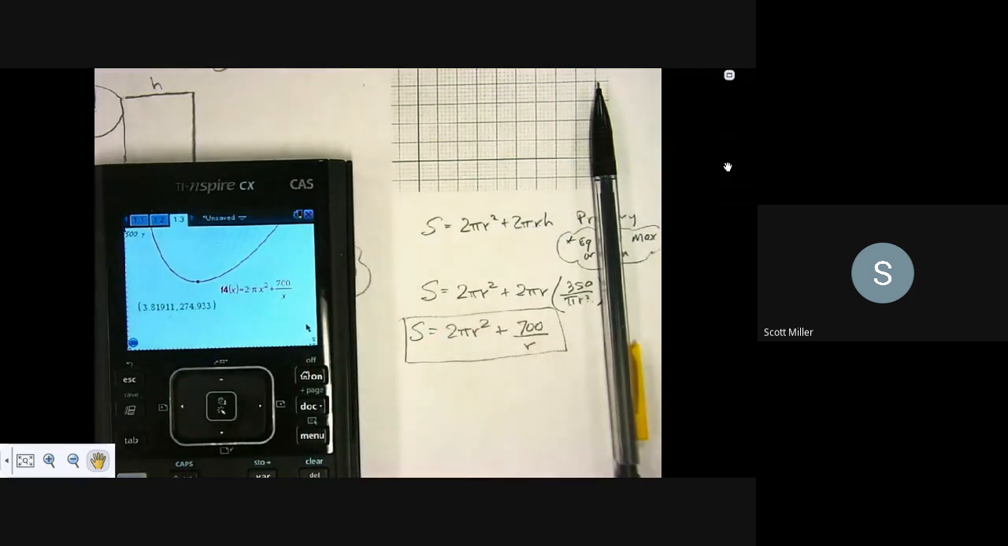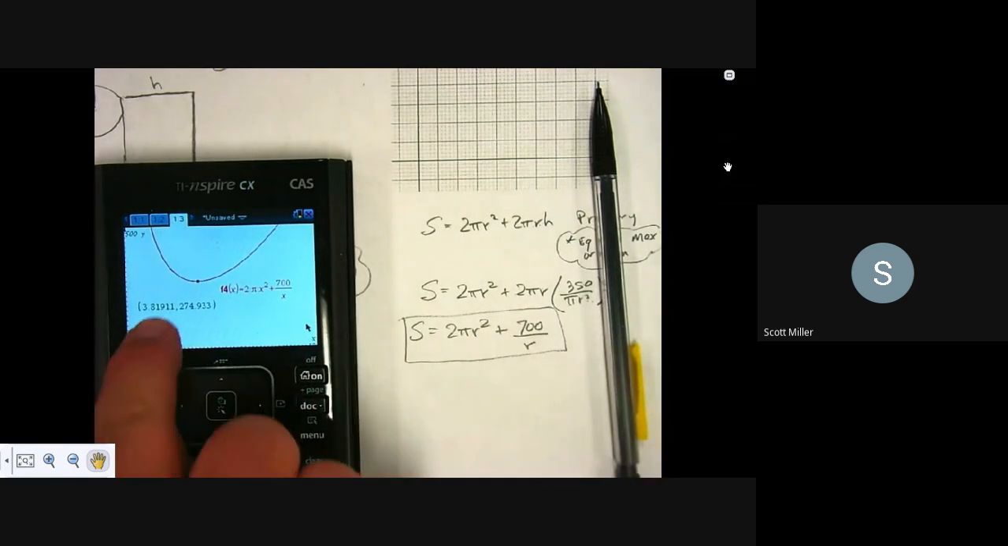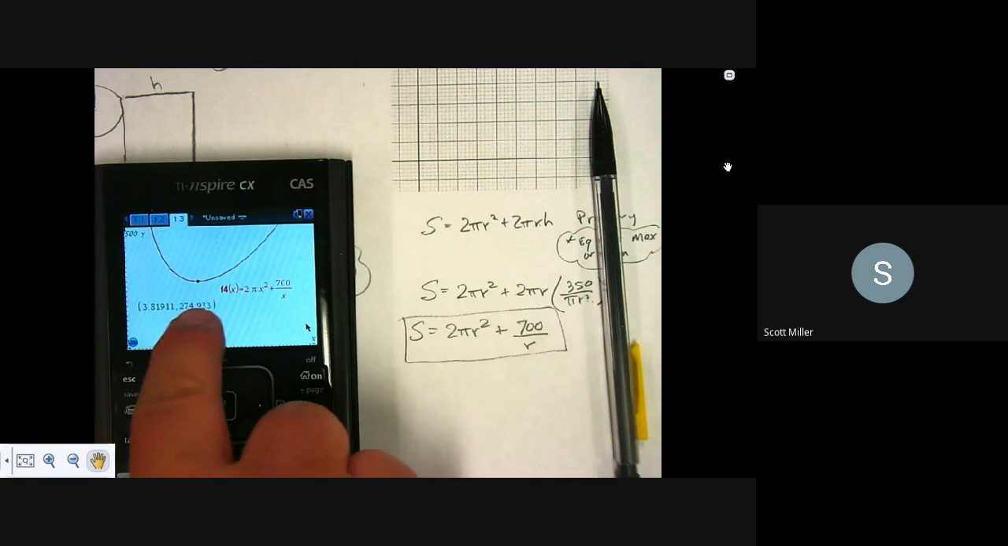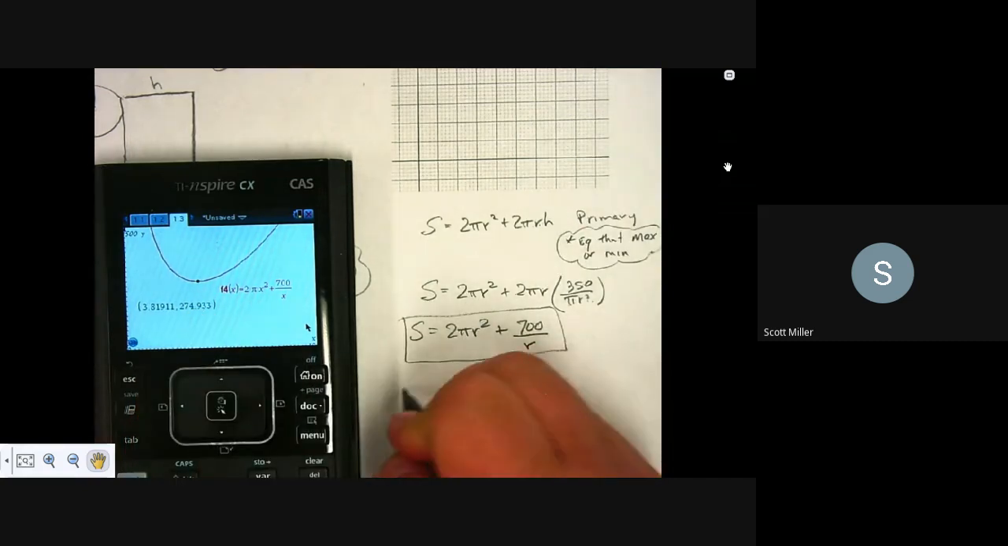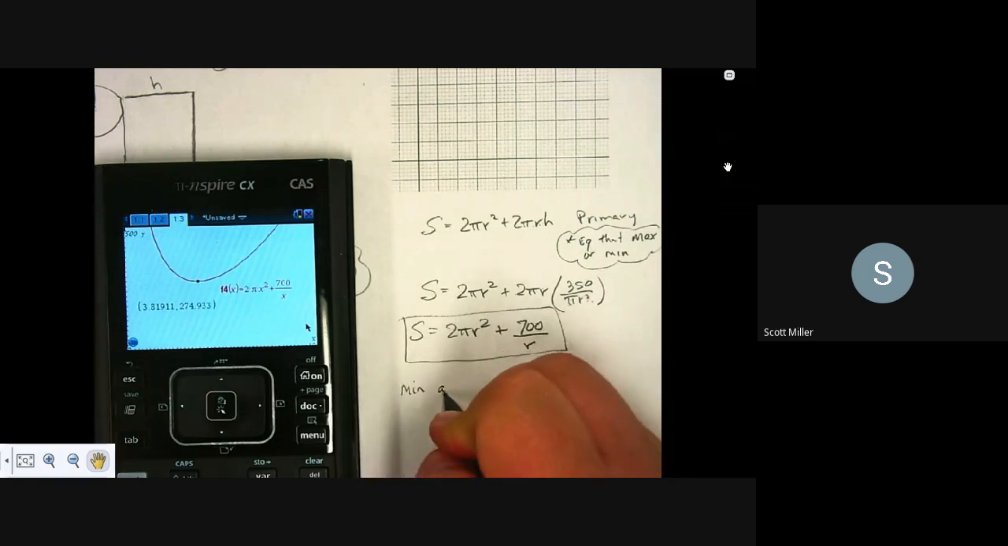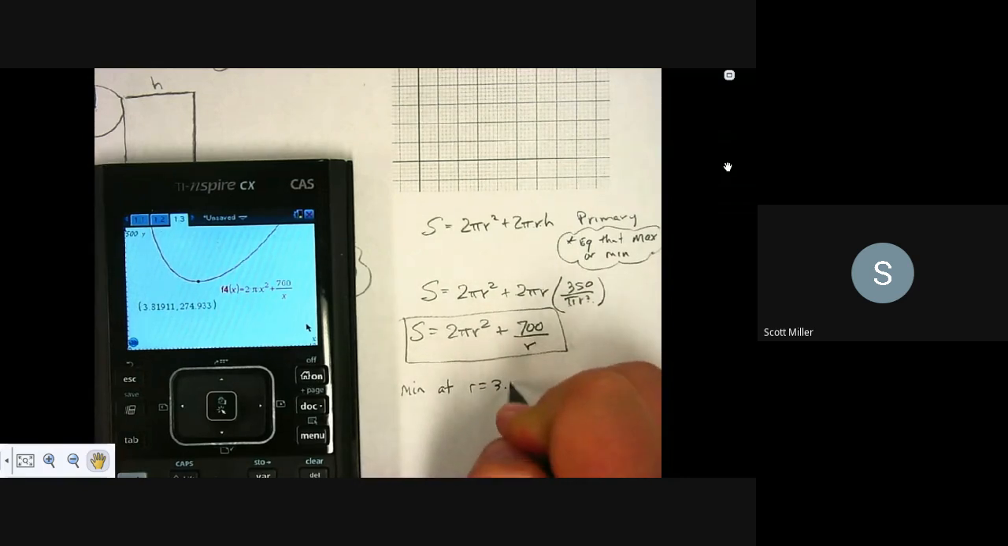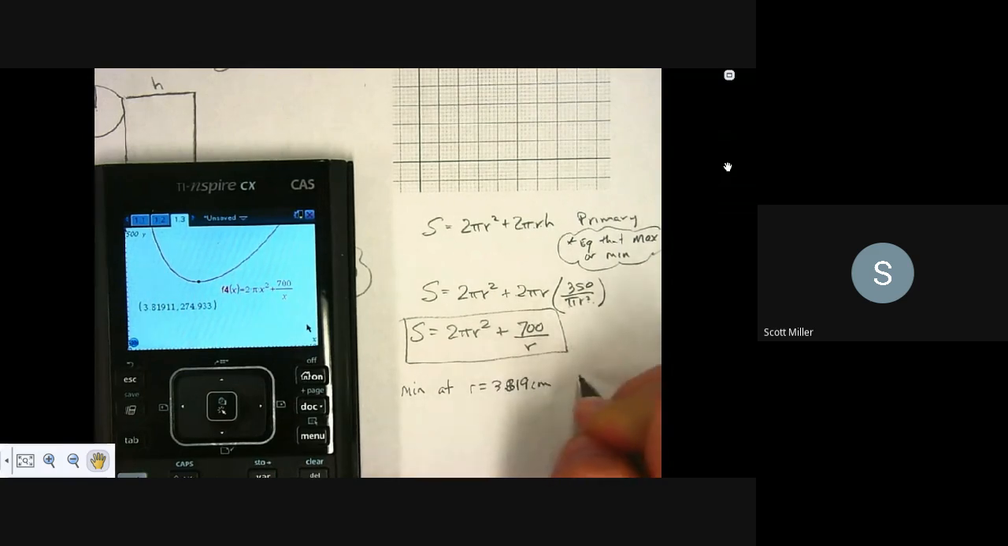So there it is. So what is this telling me? It tells me that the surface area is at a minimum when the radius is 3.819. And the minimum surface area is that number right there. So we have a minimum at R equals 3.819 centimeters. And the minimum is 274.933 square centimeters for the surface area.